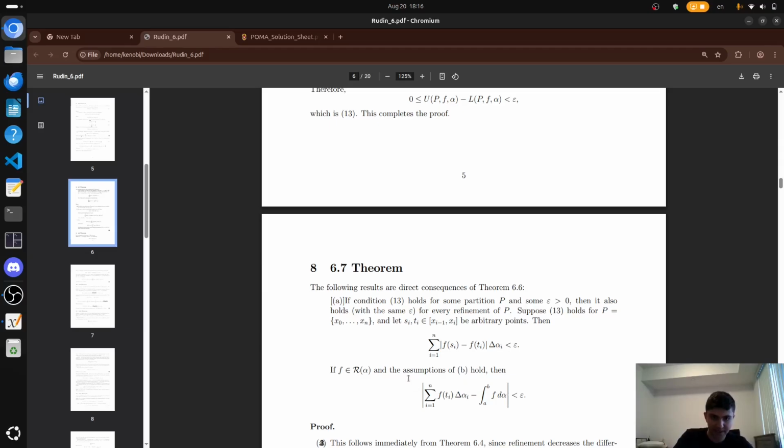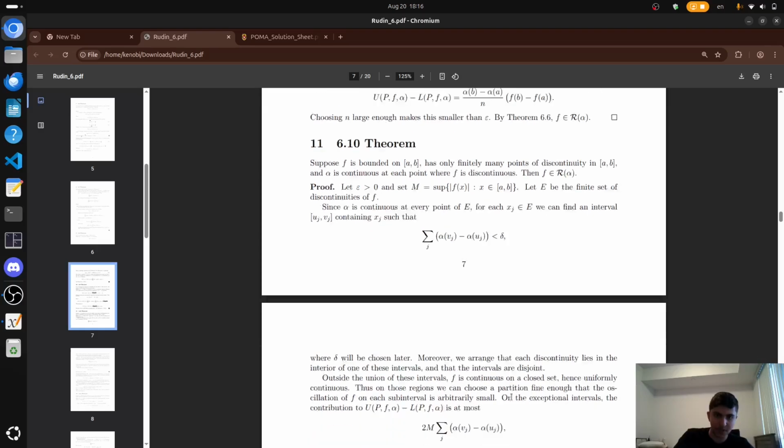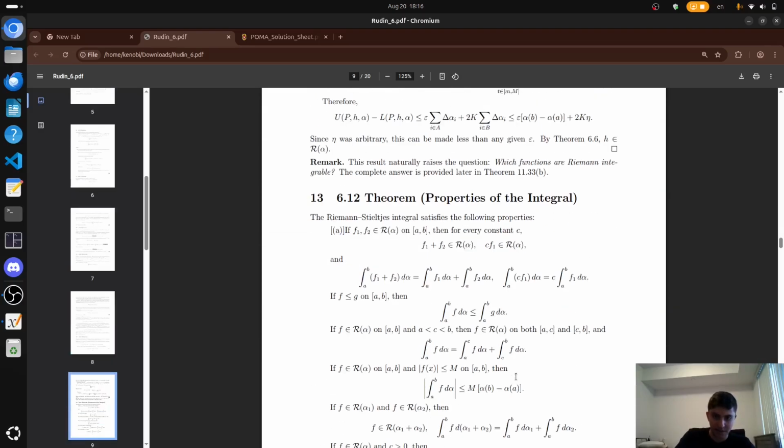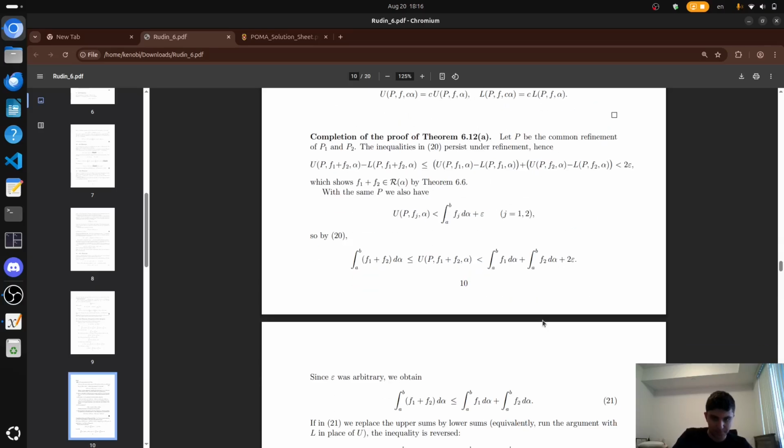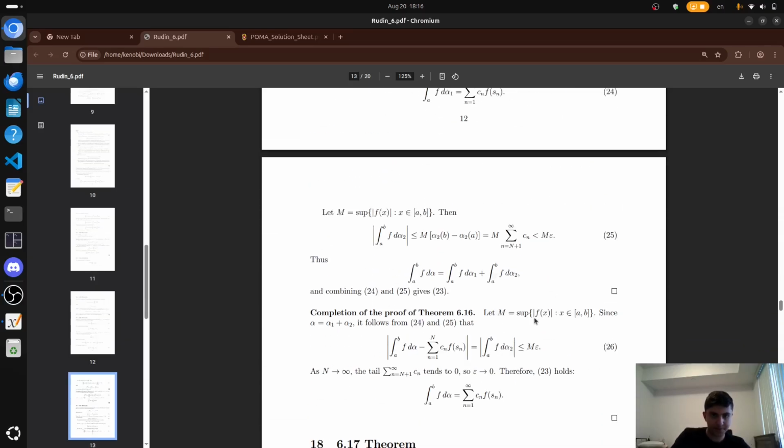We're using the fact that the sum from i to n of f(ti) delta alpha i minus the integral from a to b of f d alpha is less than epsilon, which is the statement we proved earlier. We're using that here. Let's just go back.